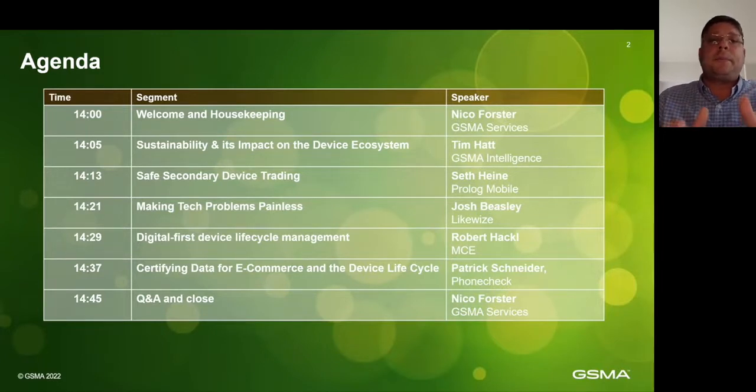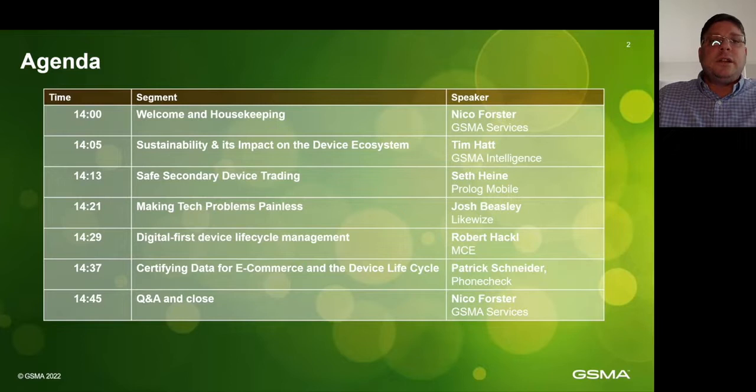As a result, we have a consistent and packed agenda with each session lasting approximately 8 minutes. The first session will be from Tim Hatt, Head of Research and Consulting Strategy in GSMA Intelligence, who is going to talk about sustainability and its impact on the device ecosystem. Then we will have Seth Hain from Prolog Mobile, who is going to talk about safe secondary device trading.